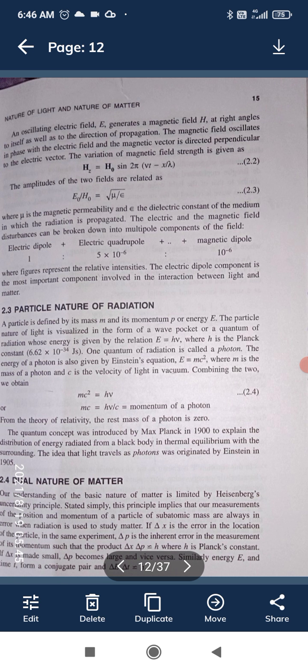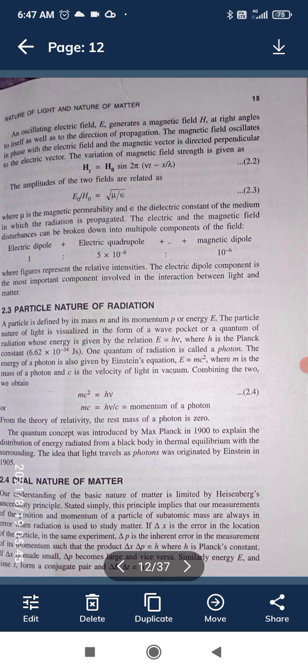Using this we can see the dual nature of matter. Understanding the basic nature of matter is limited by the Heisenberg uncertainty principle. The principle implies that our measurements of the position and movement of a subatomic particle are always in error when radiation is used to study matter. That is, according to Heisenberg's uncertainty principle, you cannot determine both position and momentum of a particle simultaneously.